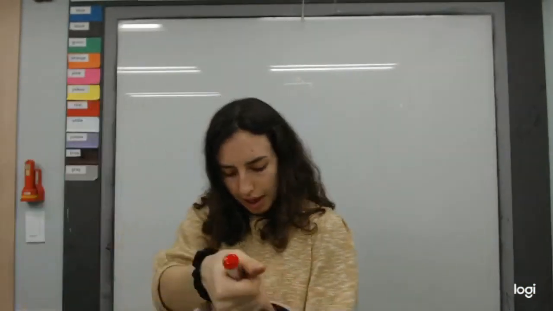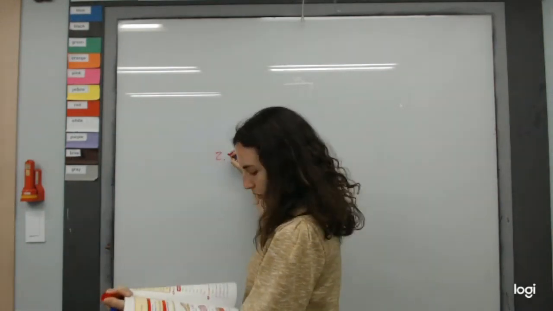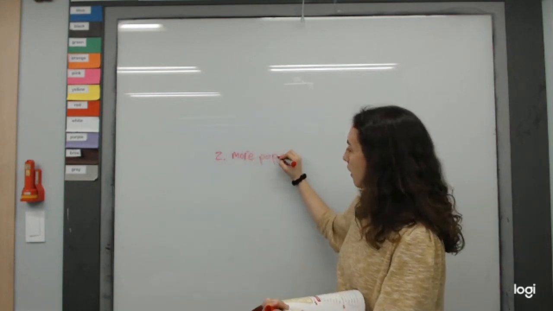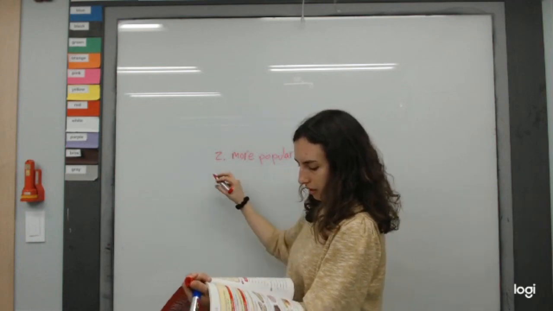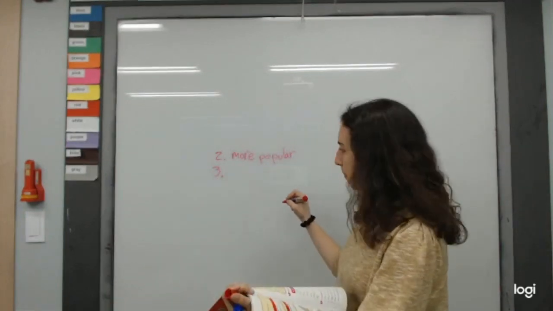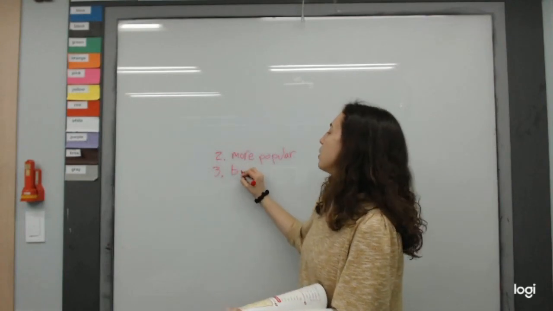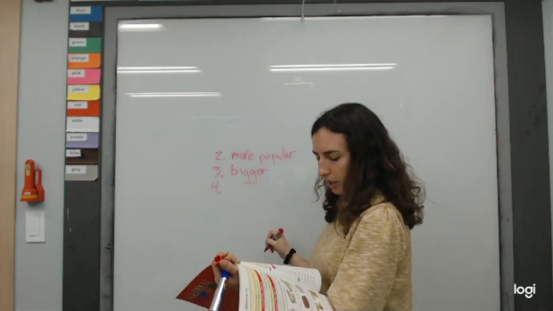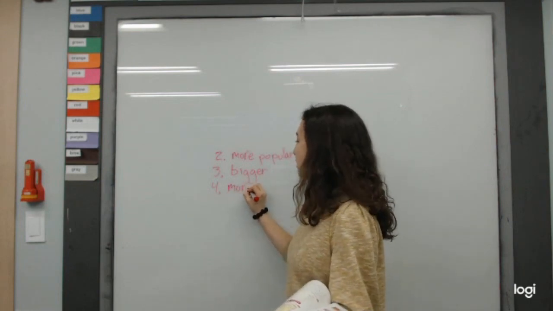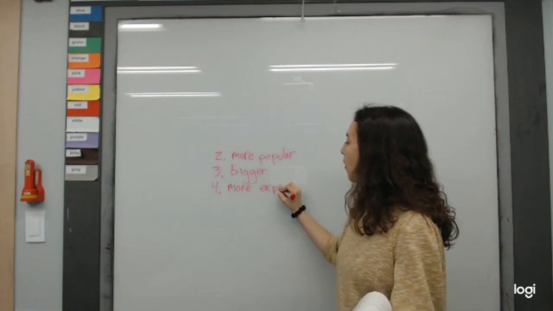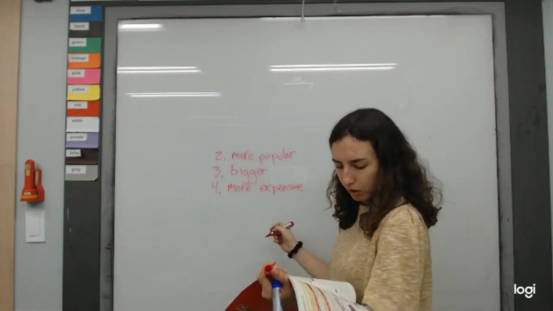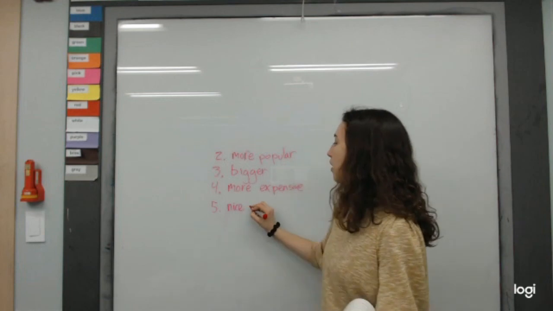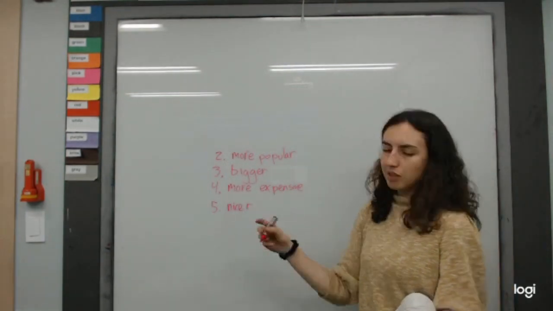Okay, so the last part. Alan is thinner than his brother. Number two, Tony's restaurant is blank than Joey's. We have popular. Popular is a long word, so we can say more popular than Joey's. Number three, mega fries blank than jumbo fries. We have big. So we can say mega fries are bigger than jumbo fries. Number four, which is chocolate or pistachio? We have expensive, so we can say more expensive. The last one, I think strawberry is nice. Nice is a short word, nicer. And we don't have two e's, so just put r.